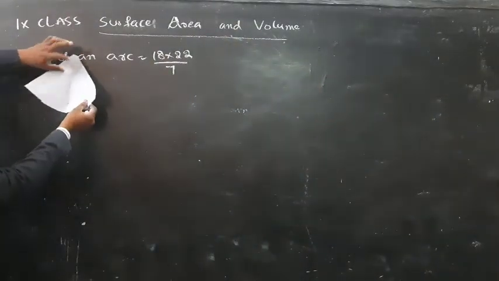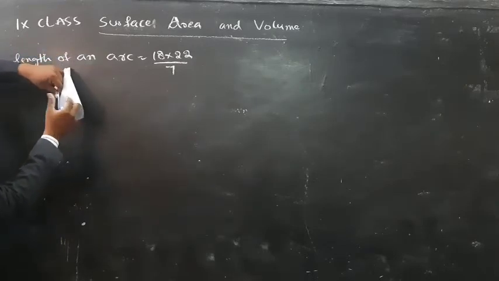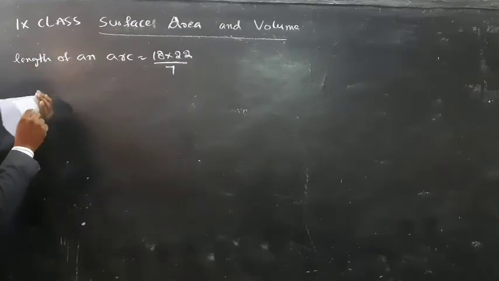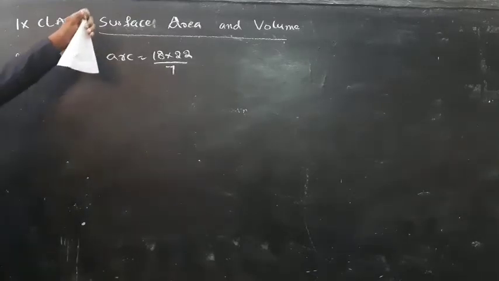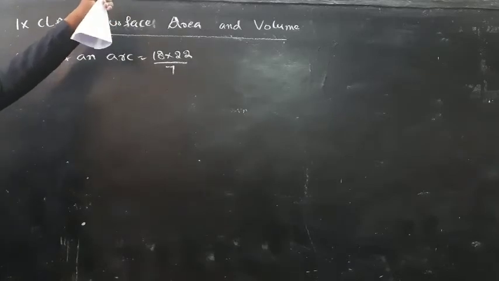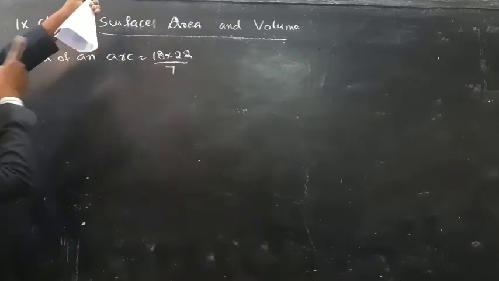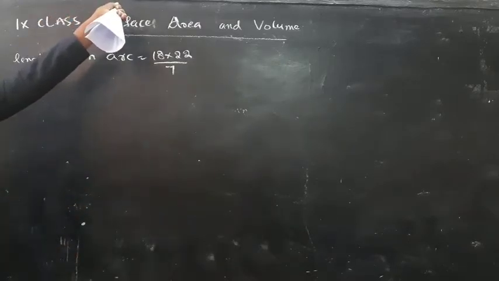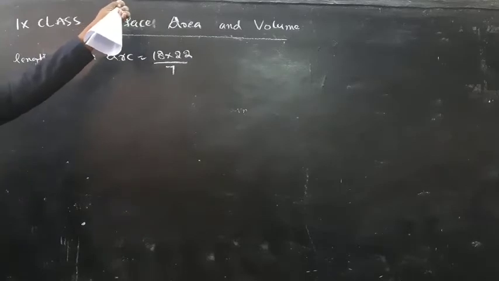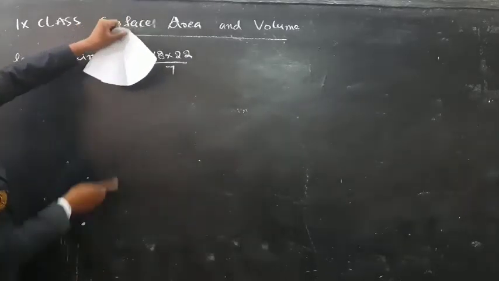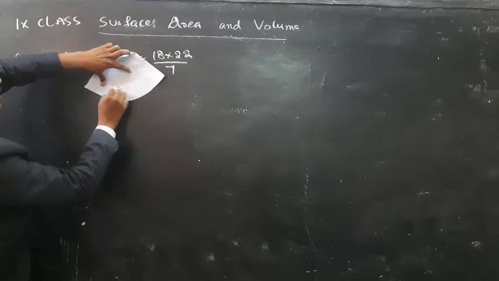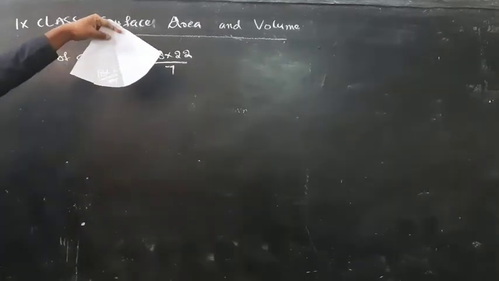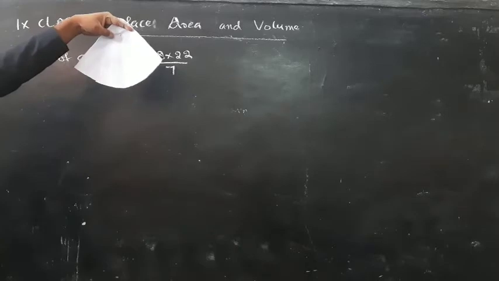So like this, the sector is bent like this to form a cone. Here a cone is formed. The length of an arc is nothing but the perimeter of the circle, because the base of the cone is a circle. From the formula, I got the length of an arc equal to 18 into 22 by 7.